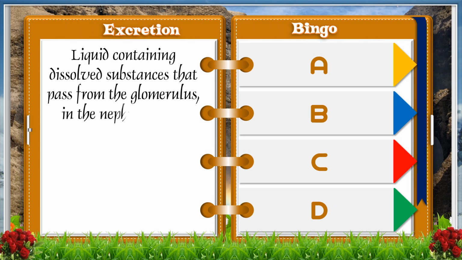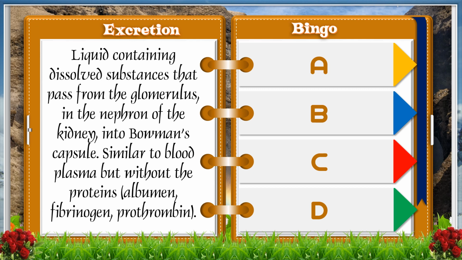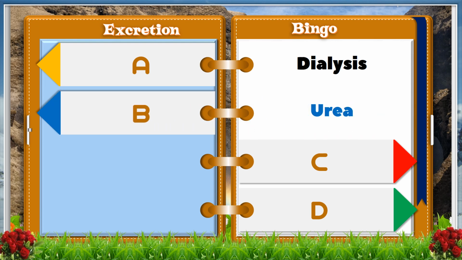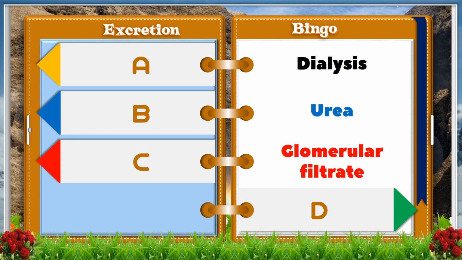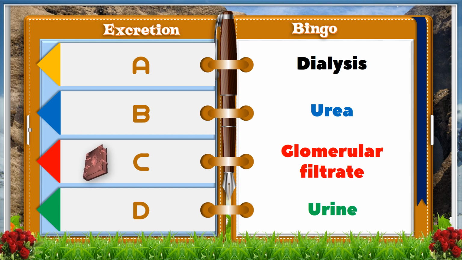Liquid containing dissolved substances that pass from the glomerulus in the nephron of the kidney into Bowman's capsule, similar to blood plasma but without the protein, albumin, fibrinogen, prothrombin. A. Dialysis. B. Urea. C. Glomerular filtrate. D. Urine. And the answer is C. Glomerular filtrate.